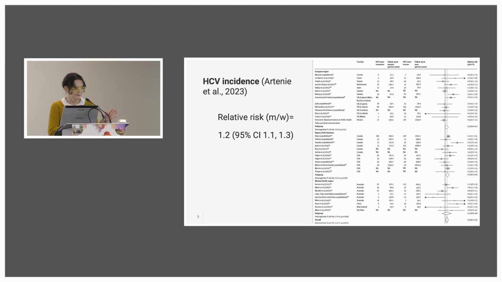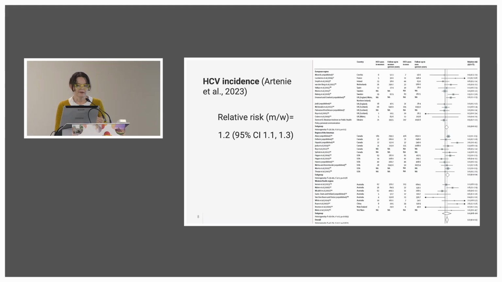So bearing that in mind, and also bearing in mind that these data are specific to people who inject drugs rather than people with hepatitis C more broadly. Work from Adelina Artini and colleagues found that hepatitis C incidence was higher in women who inject drugs than men. The hazard ratio is 1.2.